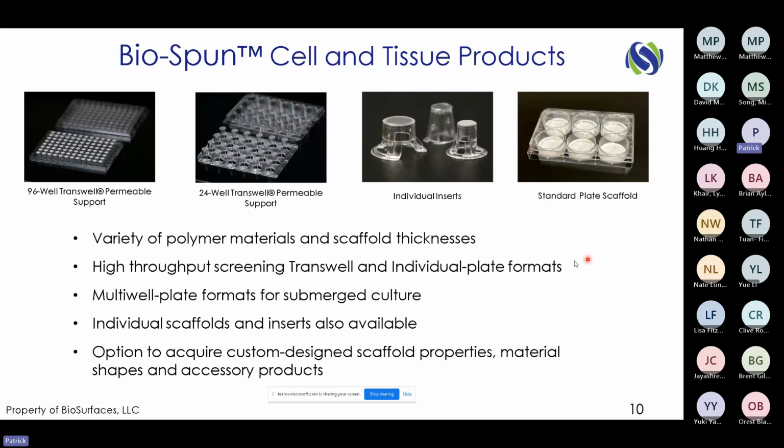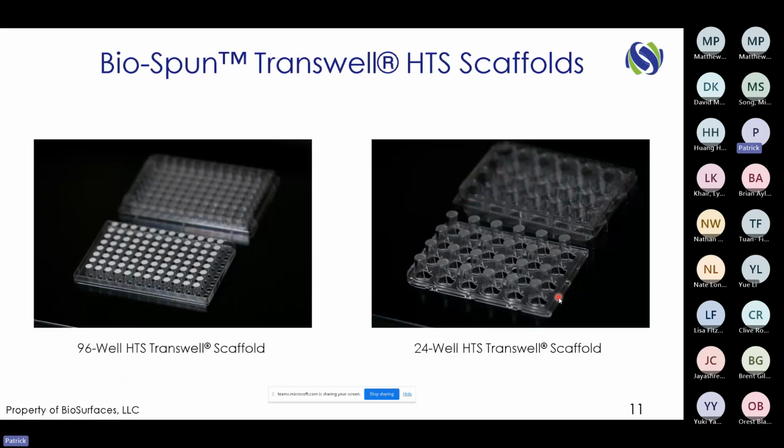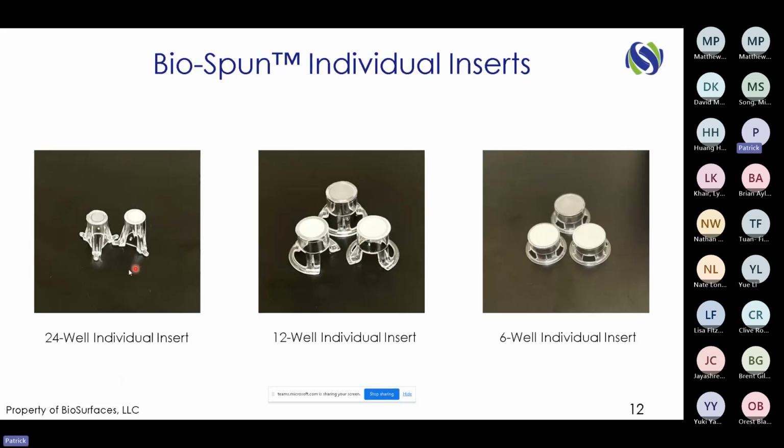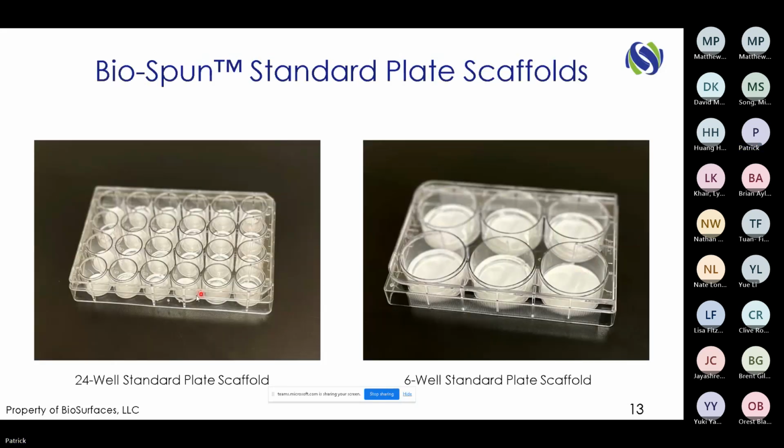So yeah, I think the next slide just shows a little higher magnification of the 96 well and the 24 well size, as well as different individual sizes of 24 well, 12 well, or 6 well. And these are the scaffold plates where the scaffolds are just placed into the bottom of standard tissue culture plates and held in place with this little plastic clip that's easily removed.